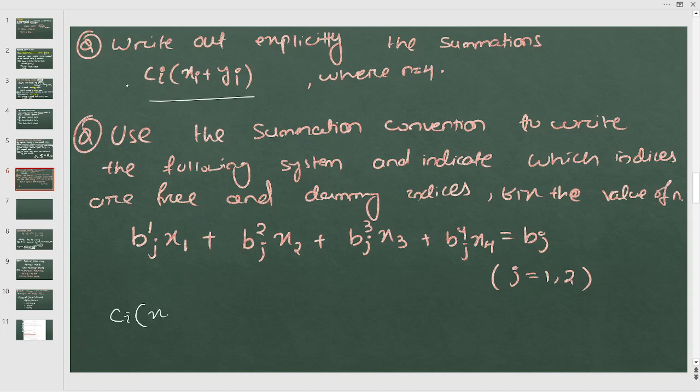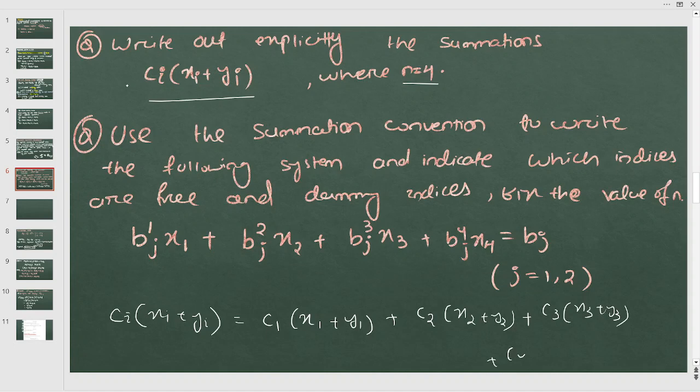How can I write it? xi plus yi, and you are given n equal to 4. So I can write it like this: c1 (x1 plus y1) plus c2 (x2 plus y2) plus c3 (x3 plus y3) plus c4 (x4 plus y4). Like this I can write. You can also multiply it out and write it again. This is a simple thing. I have only taken this example so you understand how to write summations explicitly.